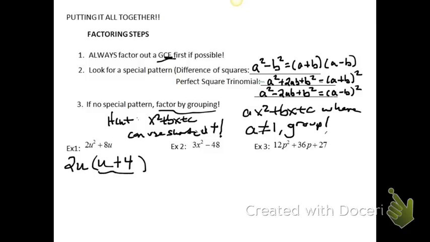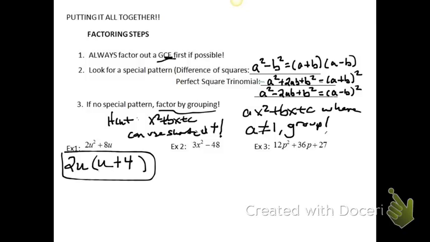Now, there is nothing more that I can do with a u plus a 4. That fits no other special pattern. As a matter of fact, it's not even a quadratic anymore. So we're done. In this example, all I could really do is pull out the GCF. So we have factored that problem. Those are nice ones when there's not more to do than that. Here, I have another two-termed expression. Let's see what happens here.